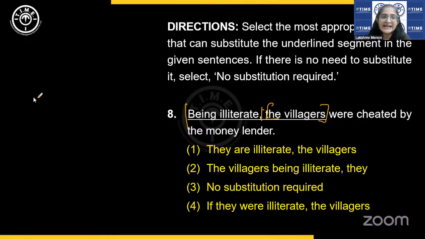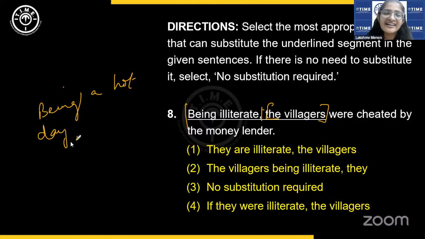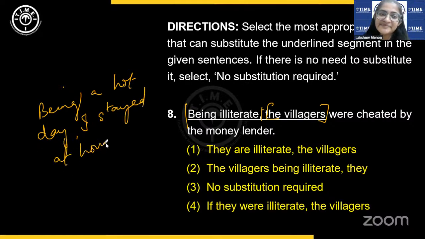Being a hot day, I stayed at home. Is the sentence correct? This sentence is not correct because here we are talking about a hot day, but the person who stayed at home is the speaker, I, right? So I am not a hot day. I'm not using any grammatical jargon here. I'm just explaining in very simple terms.